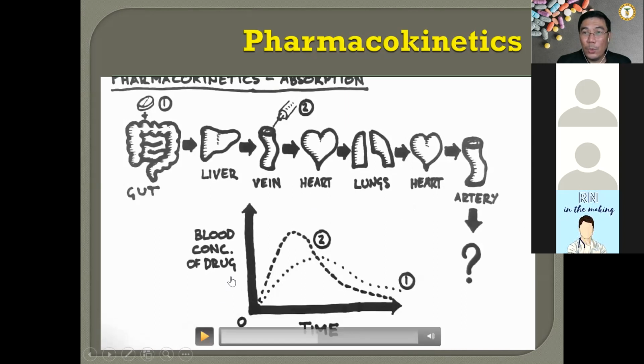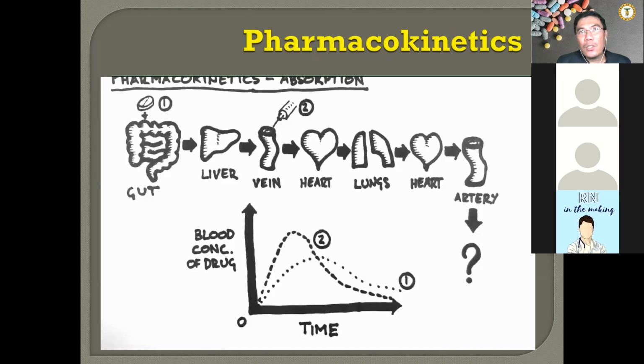So again, the term used by the facilitator is direct route, because it reaches the blood already, directly with the plasma. That's why it reaches the maximum concentration of the drug earlier. Another concept is that the drug reaches the maximum concentration once it reaches the plasma. So if you notice, if the drug is given via the vein, the period to reach the maximum concentration is shorter because it has direct access to the plasma.